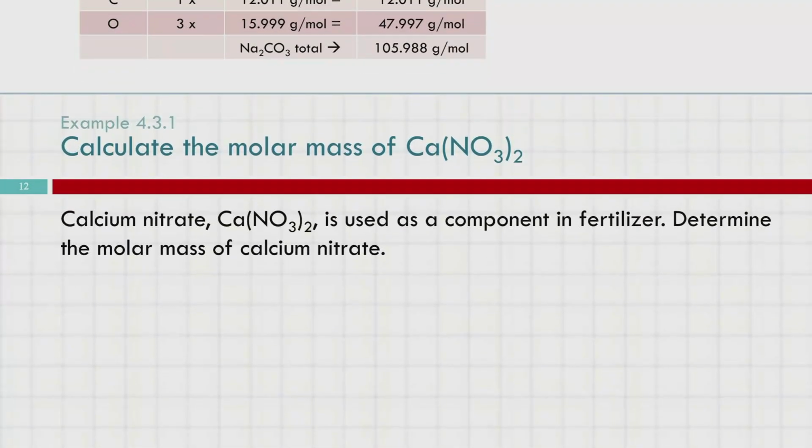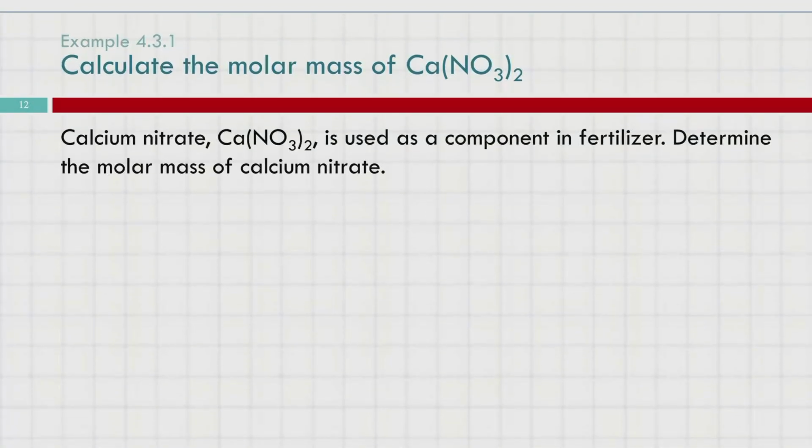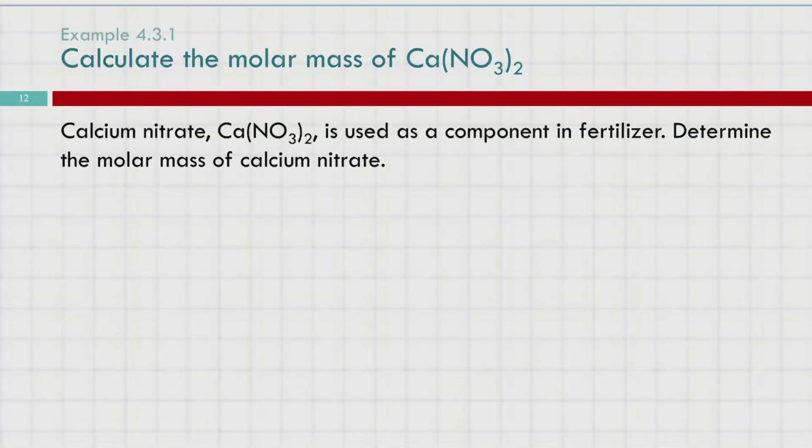So let's say that we want to calculate the molar mass of calcium nitrate. This will be our last slide. Calcium nitrate's used in fertilizer. We want to figure out the molar mass of calcium nitrate, so we want to break down what elements we've got. We've got calcium, nitrogen, and oxygen. How many calciums do we have? We've got 1 calcium. There's no subscript after calcium, so we've got 1.